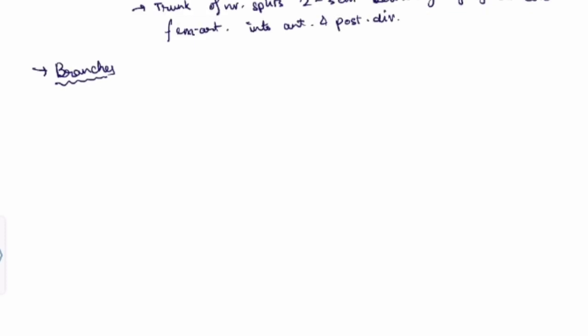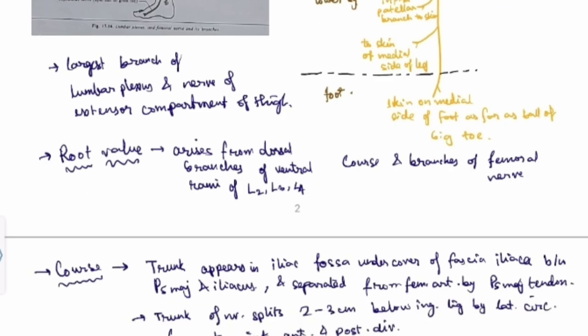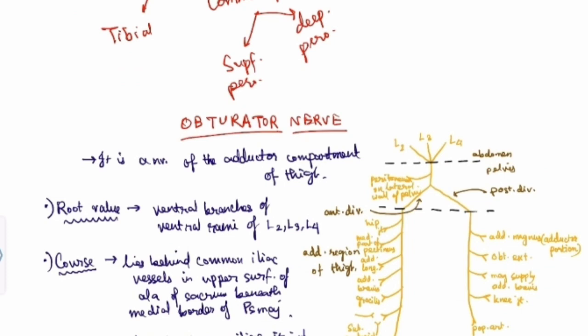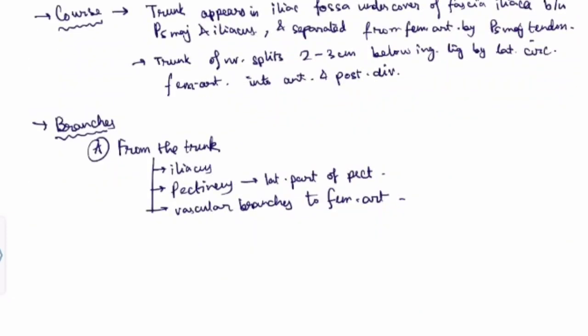So let's go to the branches from the trunk. 3 branches: one to iliacus, next to pectineus, and few vascular branches to the femoral artery. The nerve to pectineus supplies the lateral part of pectineus. The medial part of pectineus is already being supplied by my obturator nerve. So the lateral part of pectineus is what is remaining. Such a small muscle gets so many supplies. My God.